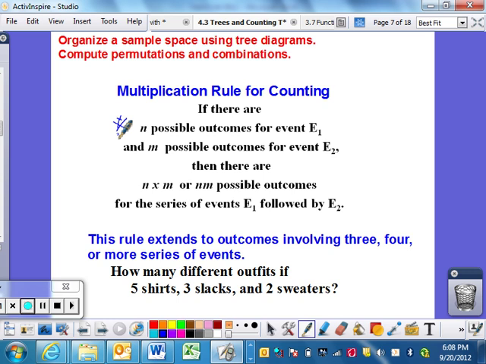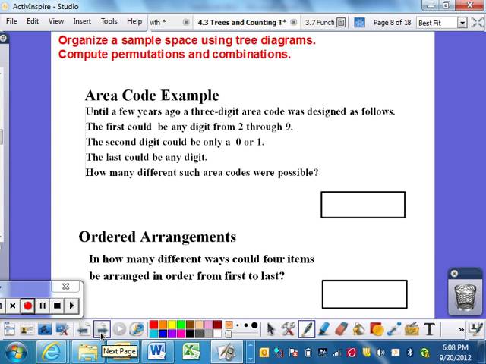So the easiest example is, how many different outfits could you have? Now if you want to throw fashion out the window or matching and stuff like that, if you had 5 shirts, 3 pairs of pants, and 2 sweaters, how many different outfits could you have? You simply just multiply them together. 5 times 3 times 2. 5 times 3 is 15 times 2. There are 30 outfits that you could make. That's the idea of the multiplication rule. You just multiply together all the possibilities.